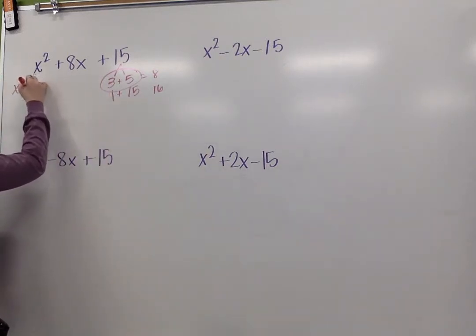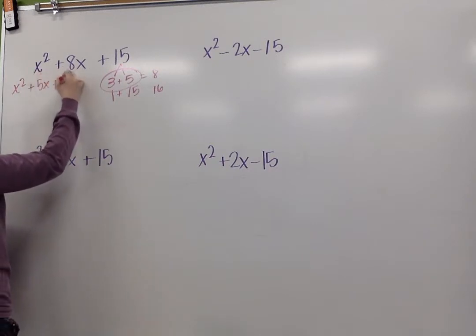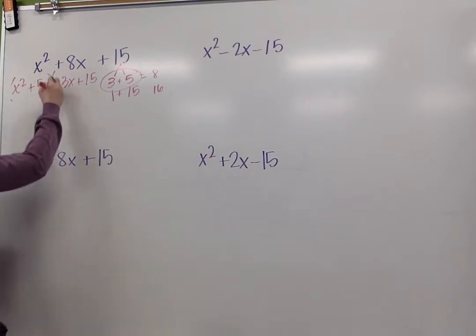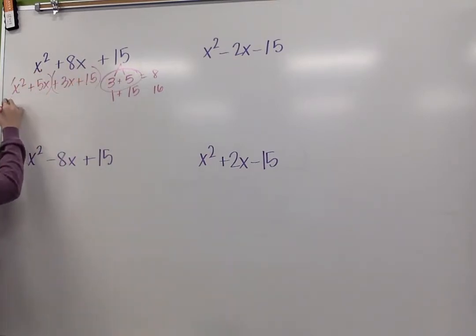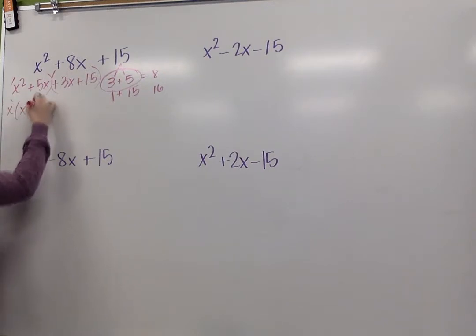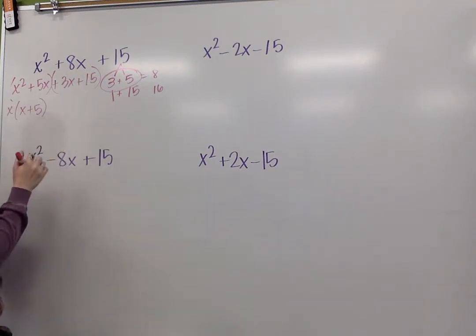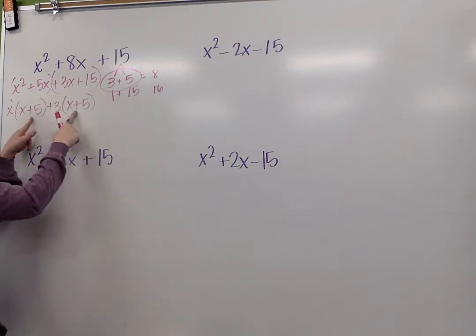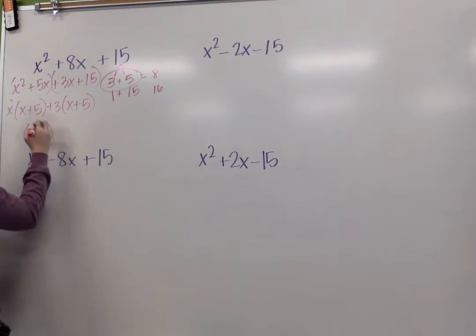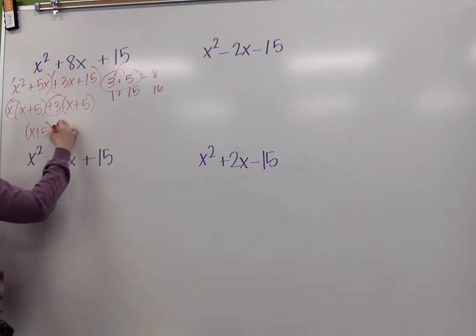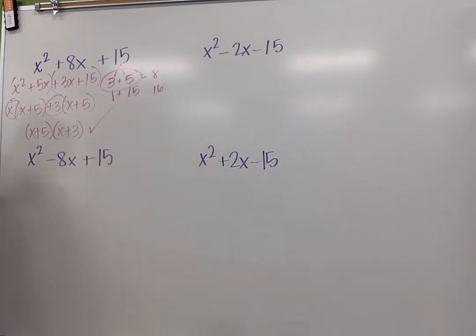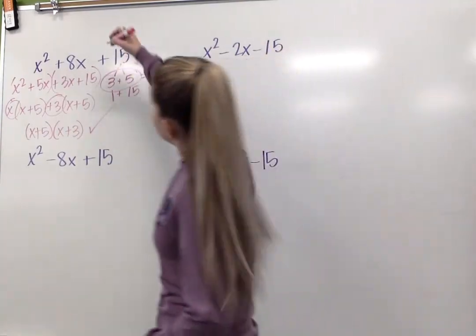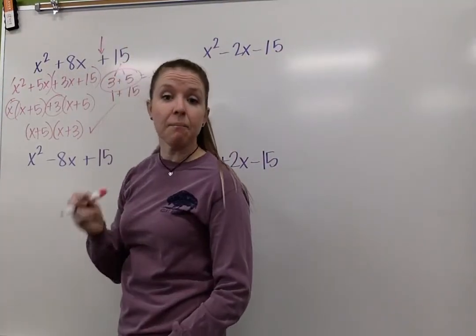So I'm going to split that 8x into 5x plus 3x, and then I'm just going to group. Group my first 2 terms, my last 2 terms. My first 2 terms, I have an x in common, which leaves me with x plus 5. My second set, I have a 3 in common, which leaves me with x plus 5. So together, we have that x plus 5, and it's being multiplied by x plus 3. Check, factored.